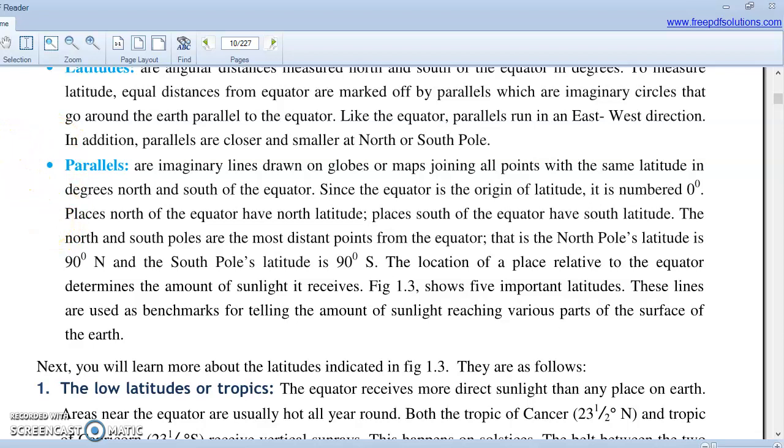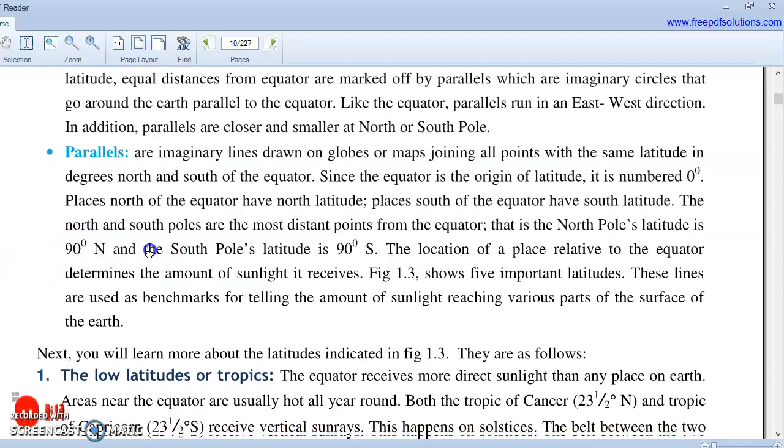So the equator divides the earth into half, right? So it's the origin of latitude. The latitudes above and below are measured from the equator, right? The equator is measured 0 degrees. Places north of the equator have a north latitude, places south of the equator have a south latitude. The north and south pole are the most distant points, at equal distance from the equator. They are found at 90 degrees north and 90 degrees south.